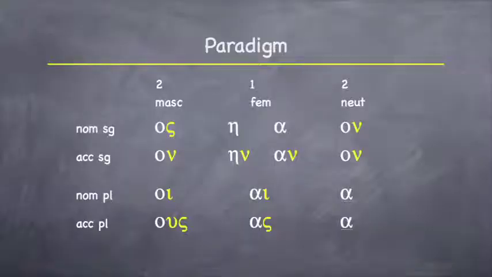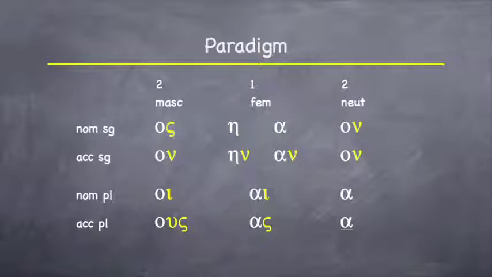Here's a paradigm. This is a basic layout. And let me explain some things on the paradigm first. There are columns and rows. And you notice along the top there's 2, 1, 2, and then masc, fem, and neut. All right. The 2 means that this column follows second declension. The 1 means that that column follows the first declension, and the 2 means the third column follows a second declension also.